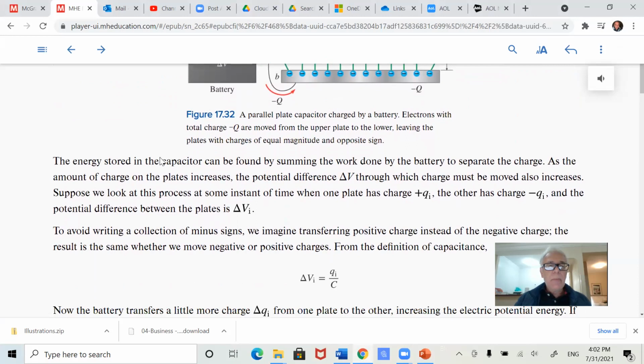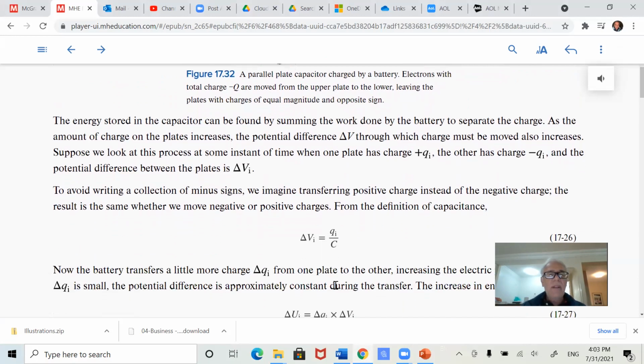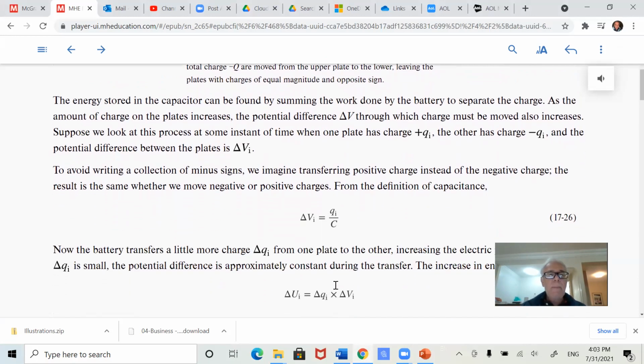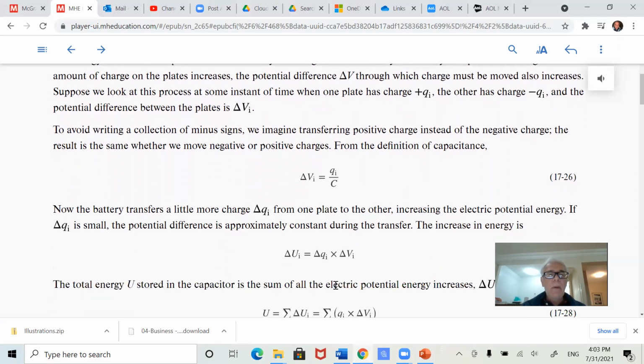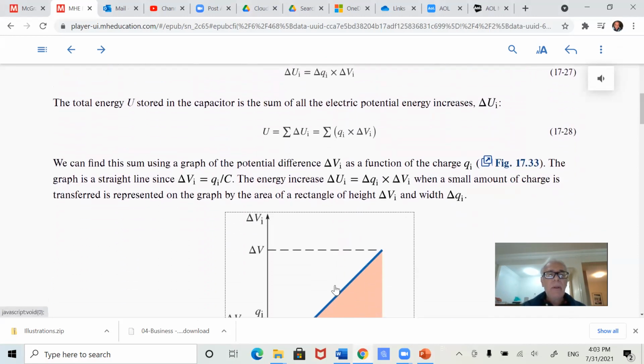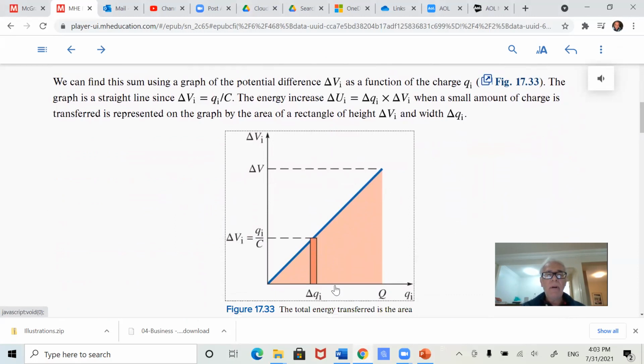Well, remember that there is that relationship for the capacitance, C equal to Q over delta V. And don't forget, C is constant. Because C is constant, we can plot delta V versus Q. It's a straight line.